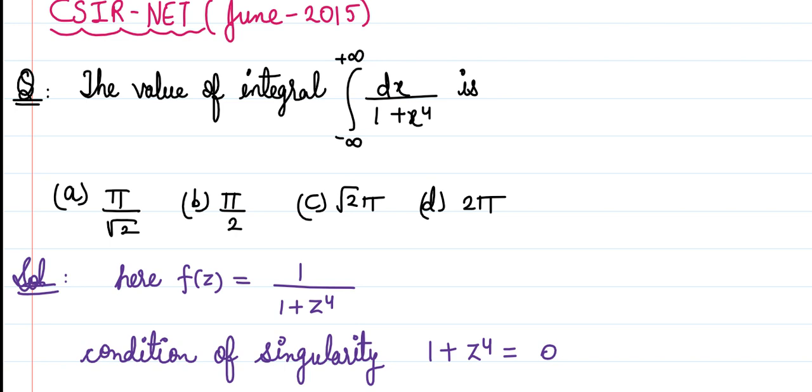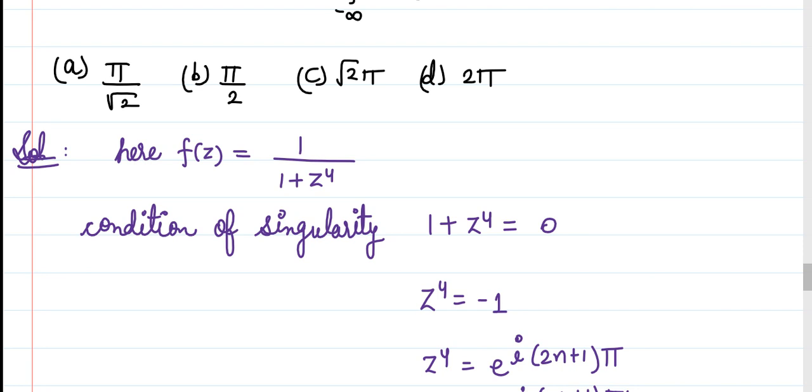So in this question, we are first going to assume that whatever function is given to you, we are going to consider it in complex numbers. So you are going to consider it in z format. So f of z is going to be 1 upon 1 plus z to the power 4, because this is complex analysis. So we are going to consider it in the format of z.